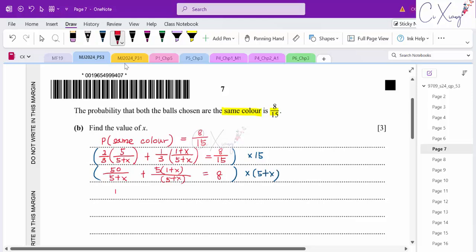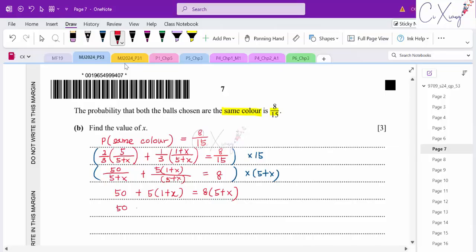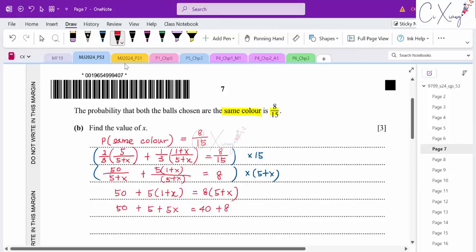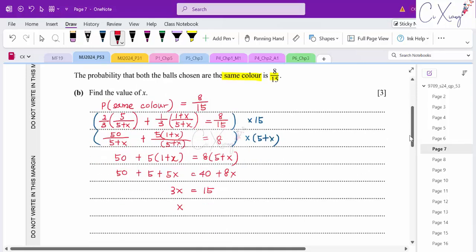From here, I have 50 plus 5 times (1 plus x) equals 8 multiplied by (5 plus x), which is 8 times 5 plus 8x. We expand everything and simplify the equation to get the value of x. If you simplify a little bit further, you should have 3x equals 15, and therefore you get the value of x, which equals 5.